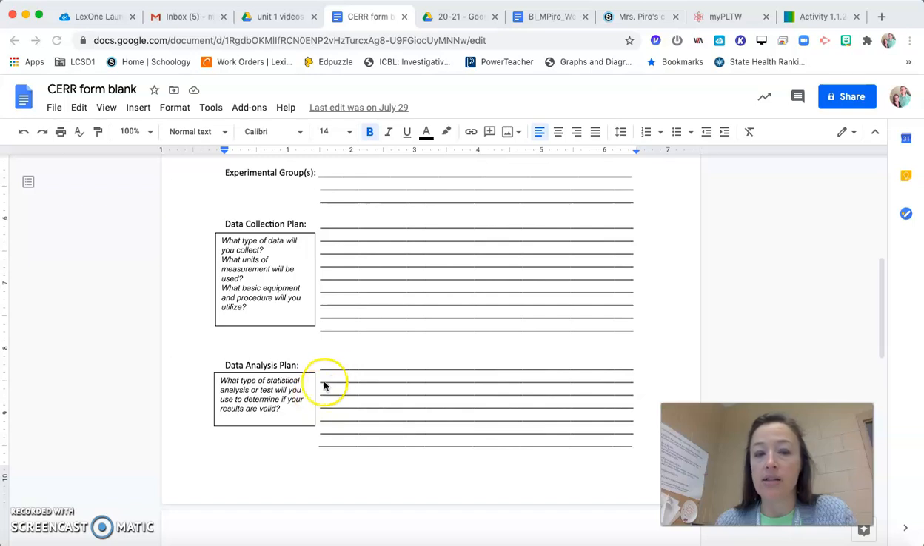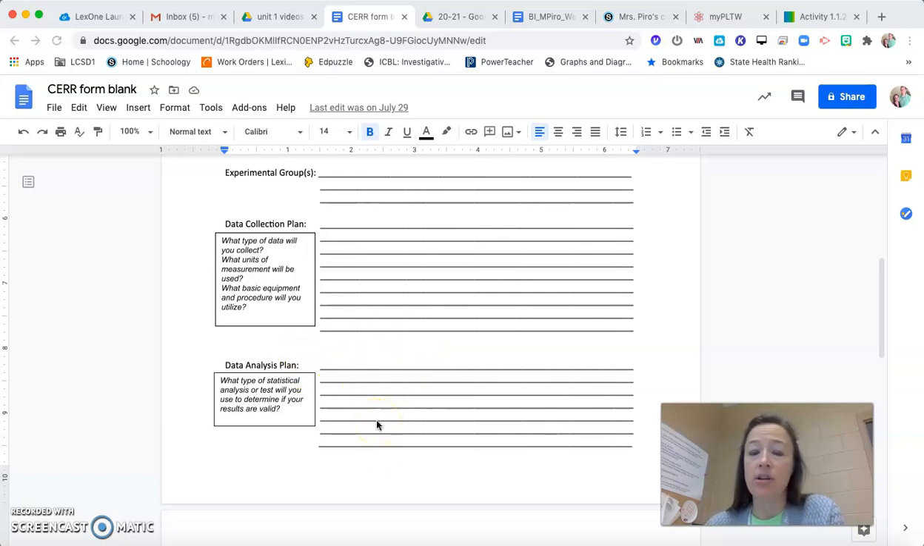And then your data analysis plan is what kind of statistics are you going to use? Are you doing standard error, standard deviation, chi-square? Those are really the only ones we do in AP. But if there was to be something else, then you would put that there. It does not need to be in complete sentences, so it could literally just say chi-square. You don't really need all these lines.